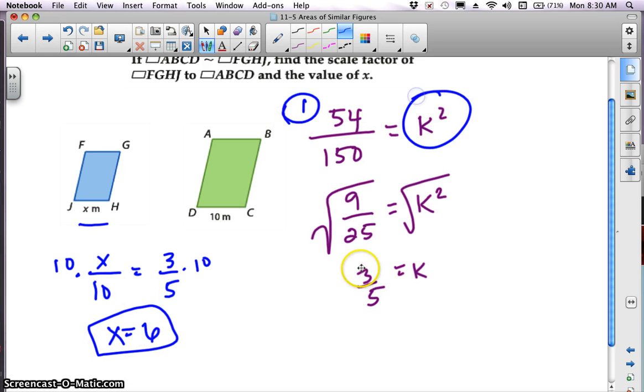So for this one, this was the first step: you have your K squared right here, and you figure out what that is. If you have trouble doing that, I can show you how to change a decimal to a fraction on your calculator. Otherwise, if you can't simplify it, just leave it as is. Then you use that to figure out what X is, and you get X equals 6. You have a proportion here.